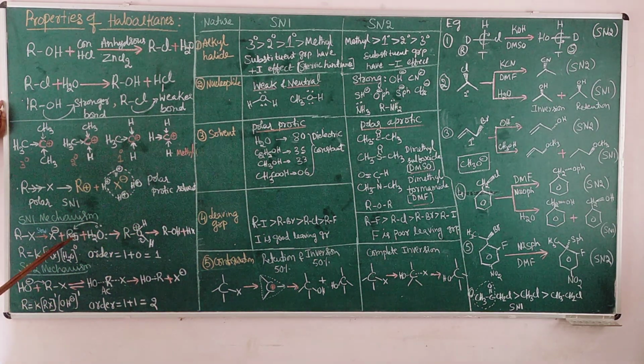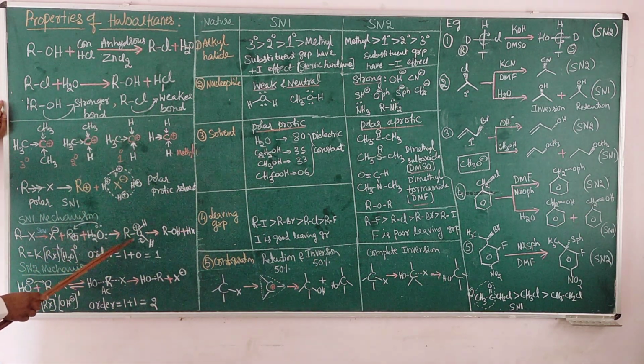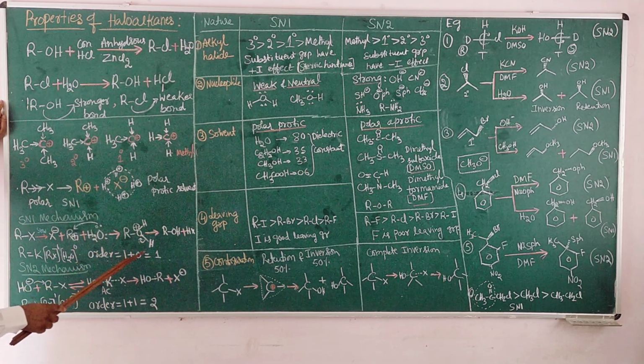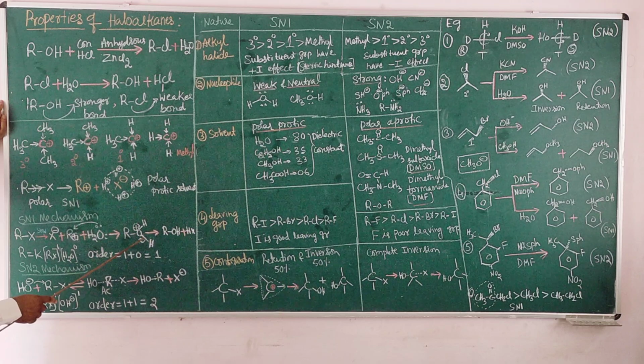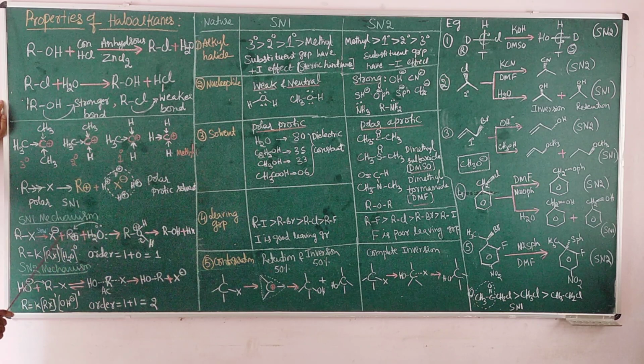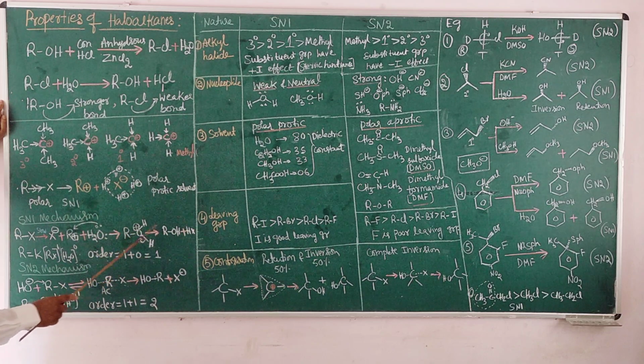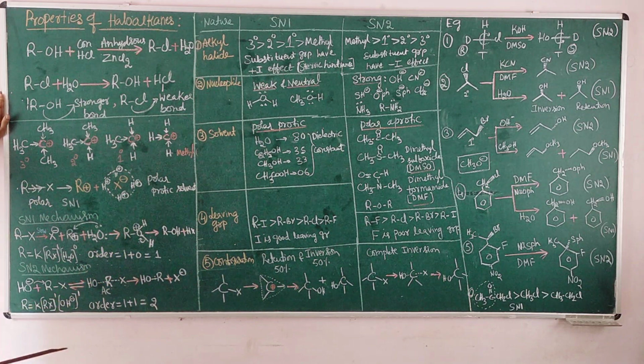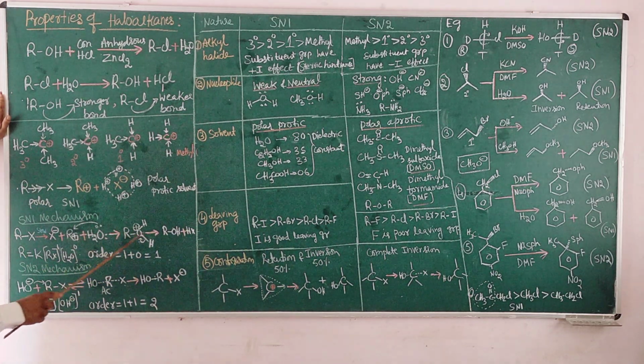And this is unstable. This undergoes further rearrangement. That means this chemical bond breaks, takes back the pair of electrons to nullify the positive effect, and this H is removed as H plus. The H plus and X minus become HX. Then ROH, alcohol, is formed. These are the steps of the reaction.